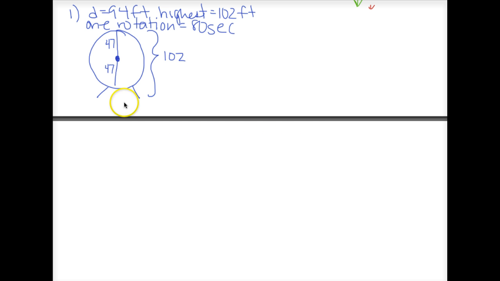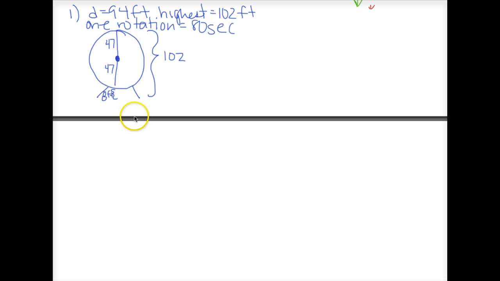So the only thing left to label is the distance down here from the ground to the bottom of the Ferris wheel. So we can get that by doing 102, the whole thing, and subtracting the 94 that's taken up by the wheel itself. So 102 minus 94 is 8. So this is 8 feet.